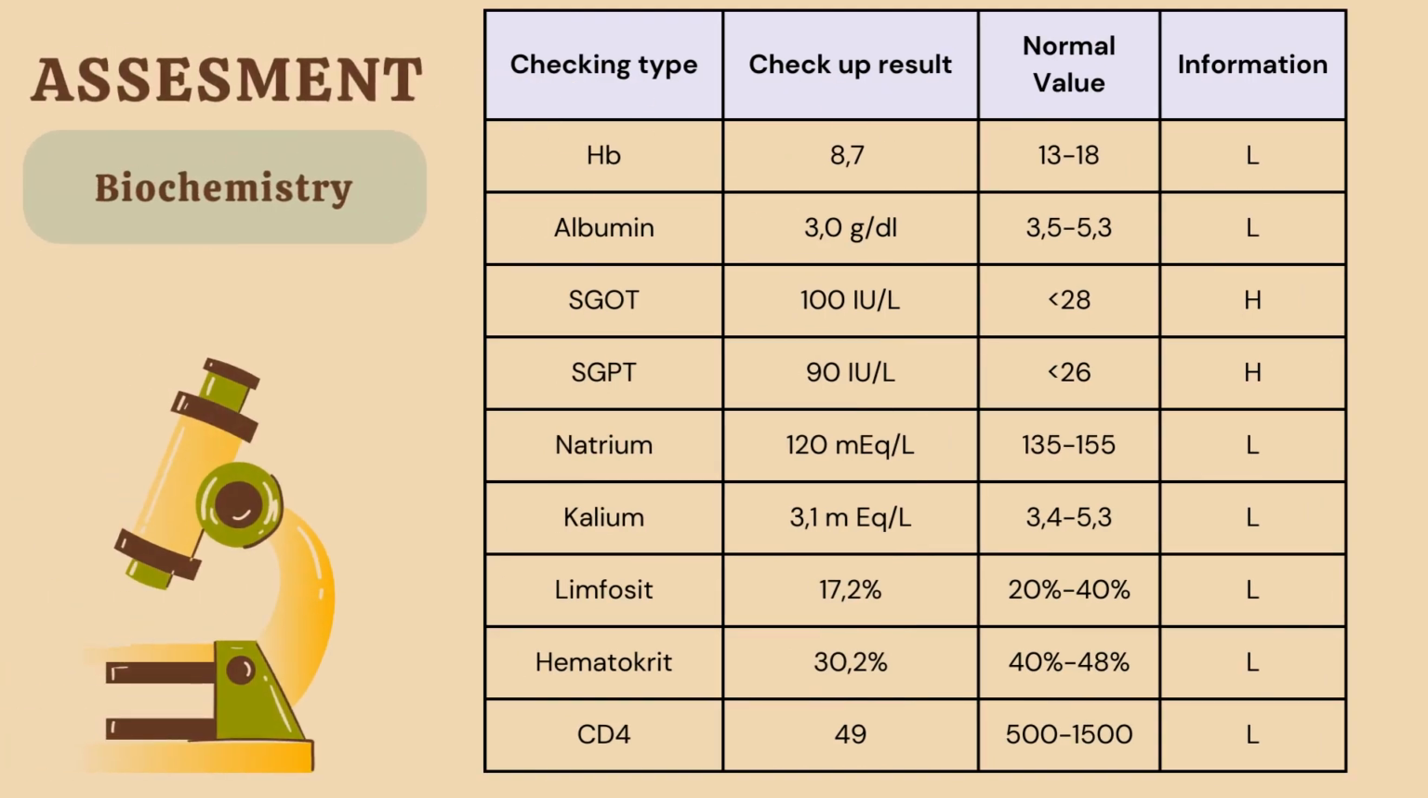Okay, next assessment biochemistry. We can see HB level and albumin level are low, SGOT level and SGPT level are high, and then natrium, kalium, lymphocyte, hematocrit, and the last CD4 are low.